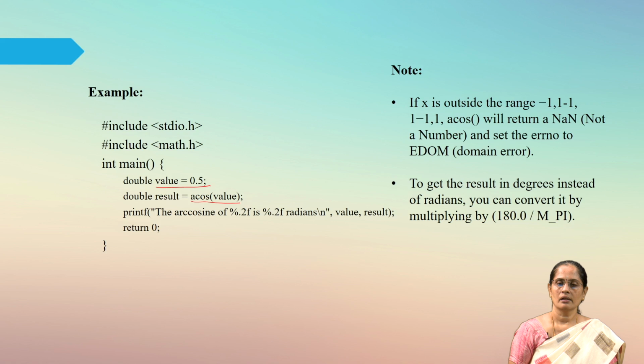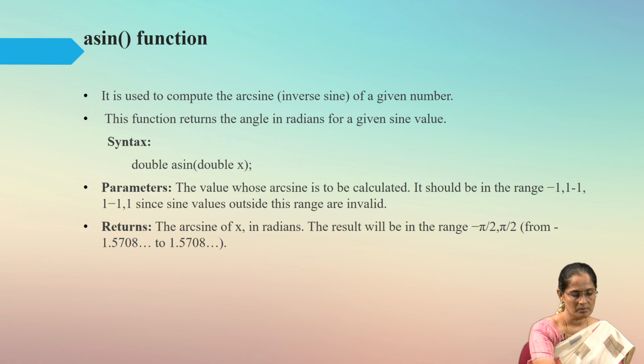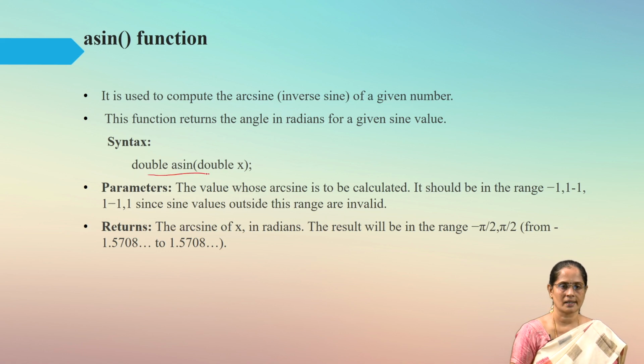It means that it will be considered an invalid value, that is, a value which is out of its range. In order to get the result in degrees instead of radians, we can convert it by multiplying as usual by 180 over pi. The asin function will help us get the inverse of sine, which is arc sine. The syntax is similar to the sine function, we will just use it as a sine.